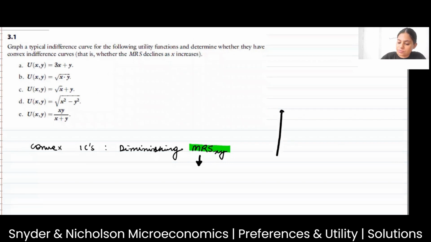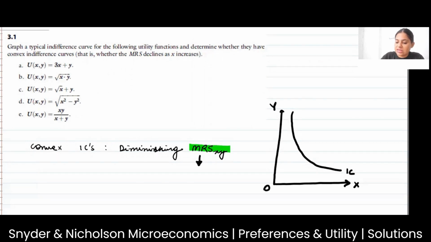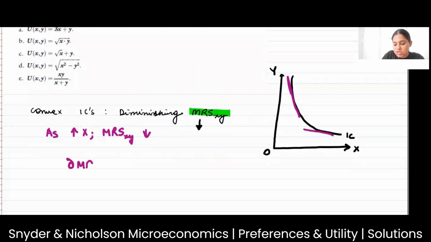Now just look here, okay? MRS is the slope of the IC, right? If I draw my indifference curve like this, and I take X here and Y here, diminishing MRS means that the slope goes from steep to flat. It reduces, which means as I increase X, MRS must decrease. The slope must decrease, which means how MRS changes as X changes must be negative. There is an inverse relationship between X and MRS.